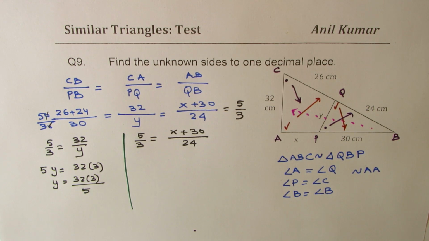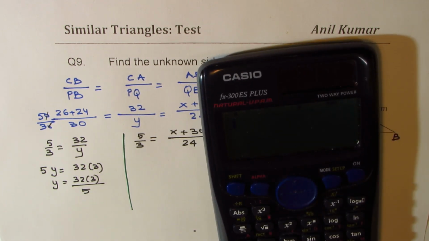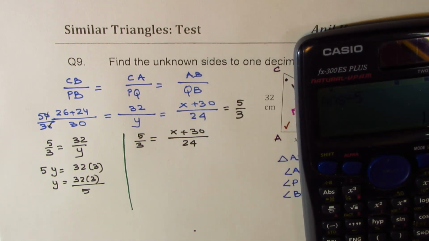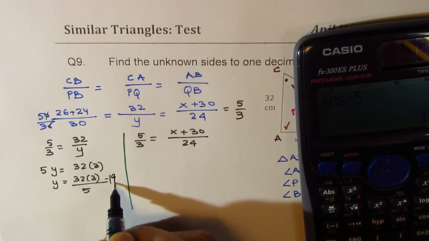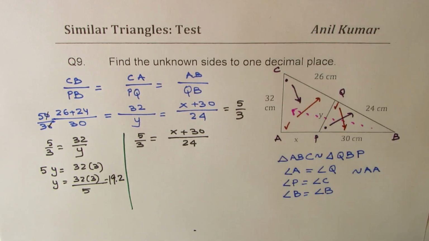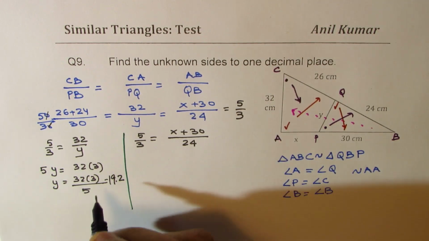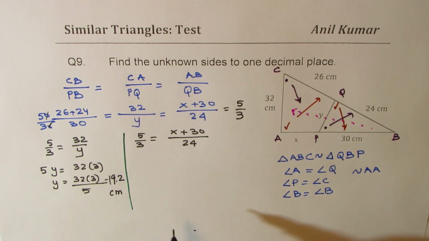So we can now find the value of Y, which is 32 times 3 divided by 5 equals, in decimals, 19.2. Correct? So we get 19.2 centimeters as Y.